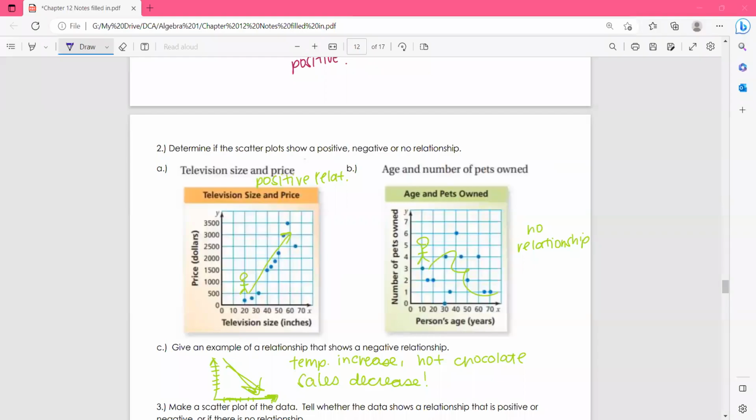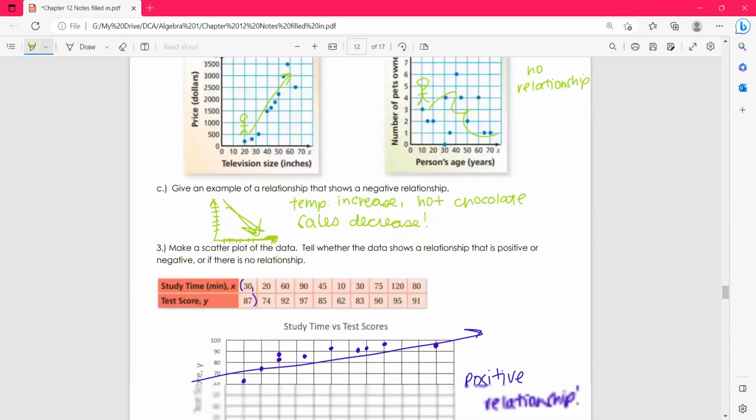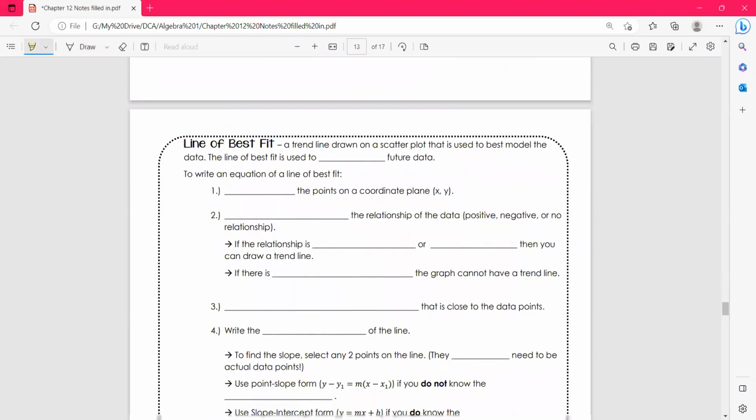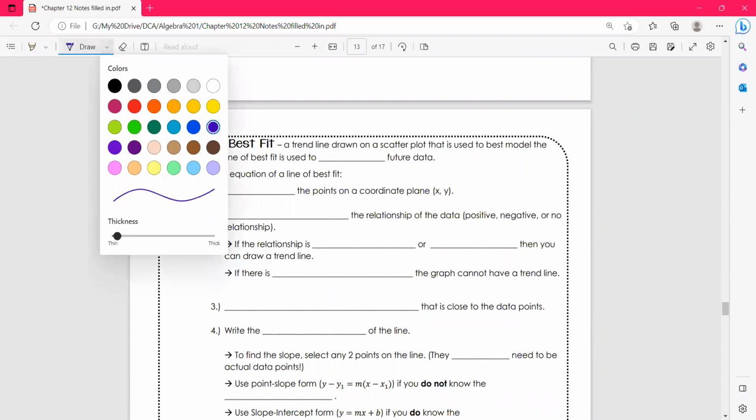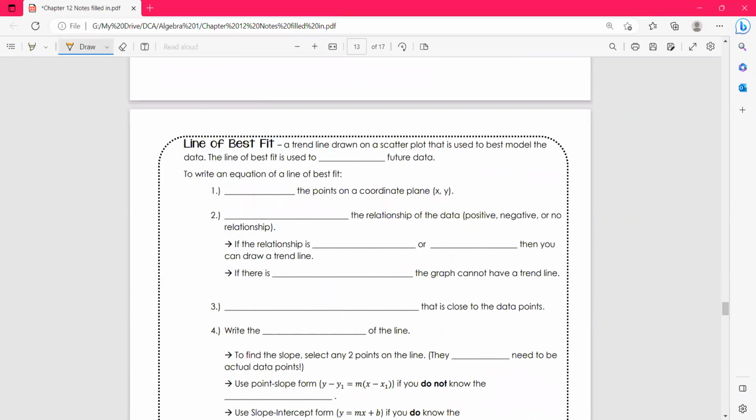Okay, guys, so this is the next video. We're still going to talk about scatter plots, but now we're going to give a little bit more meaning behind these descriptions of whether a scatter plot has a positive, negative, or no relationship. And how we can give a little bit more meaning to those relationships is by finding a line of best fit. Okay, so let's go ahead and define line of best fit.